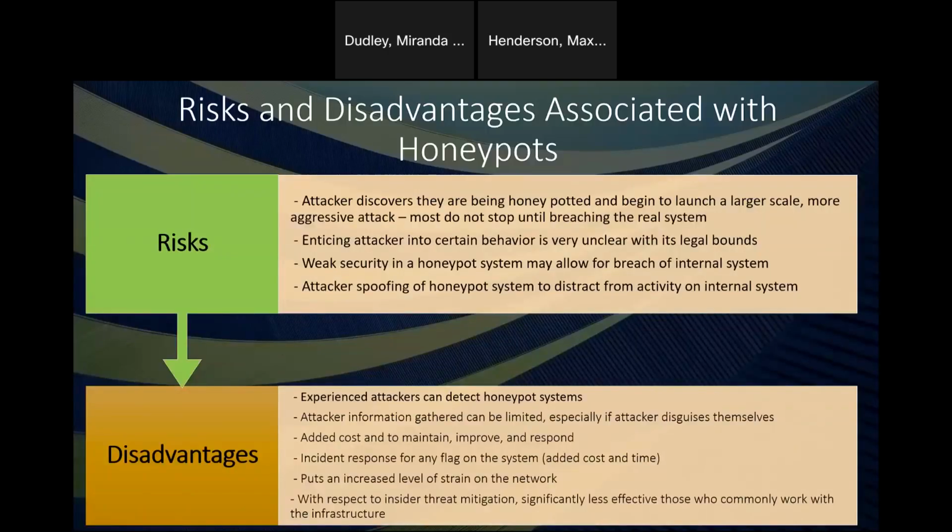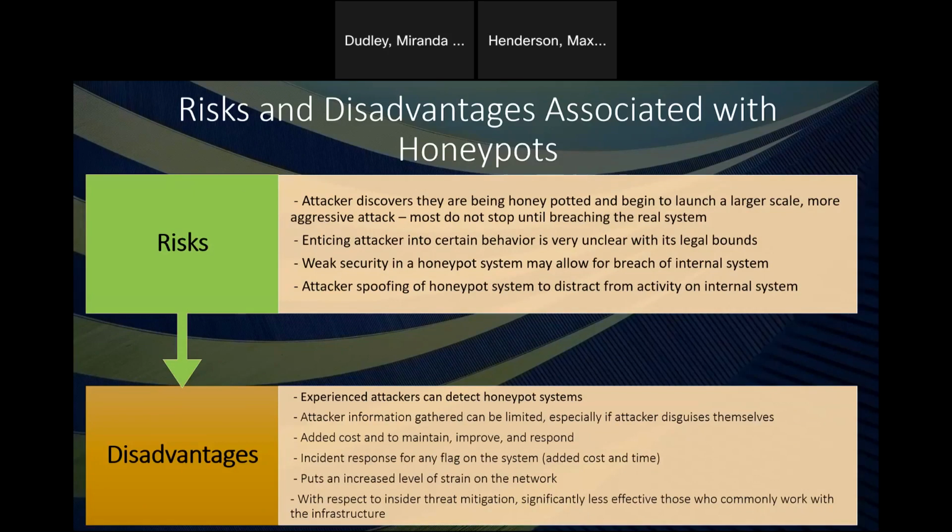So, as with any system, there are risks and disadvantages associated with honeypots. One potential risk is that an attacker may discover that they're being honeypotted and begin to launch a larger scale, more aggressive attack. Another risk is that enticing an attacker into certain behavior is quite unclear with its legal bounds. Weak security in a honeypot system may allow for the breach of an internal system using that weak honeypot system. An attacker spoofing of a honeypot system may distract from actual user activity on the internal system.